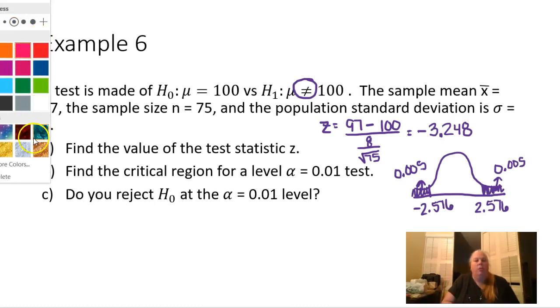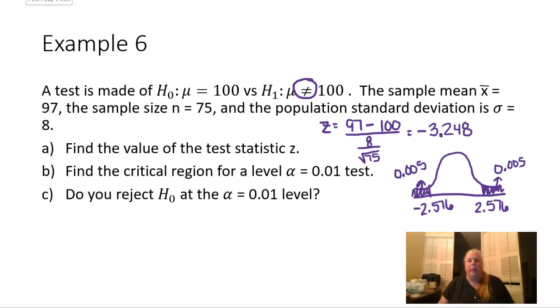And we want to know, down here in part C, now that we found our critical values, do we want to reject the null hypothesis? Well, that all depends. Where is negative 3.248 going to be located? If it's in either one of my purple regions, then yes, we're going to reject our null hypothesis. But if it falls inside here in the white region, we are not going to reject our null hypothesis. And negative 3.248 is going to fall somewhere right in here because it is smaller than negative 2.576.